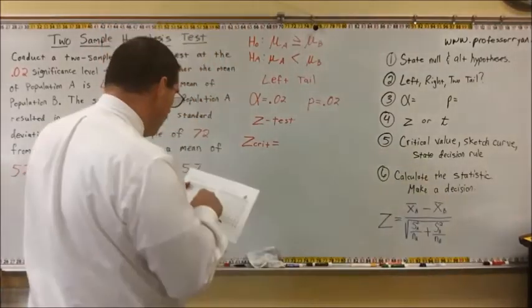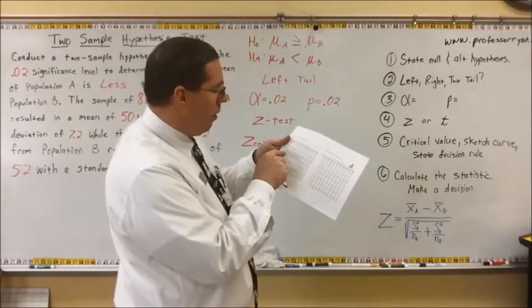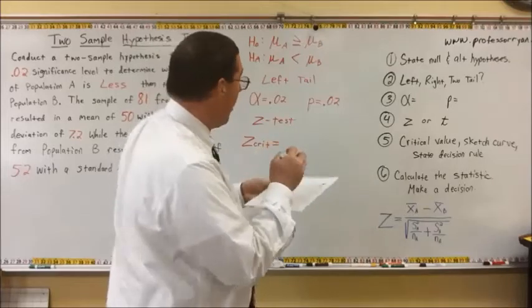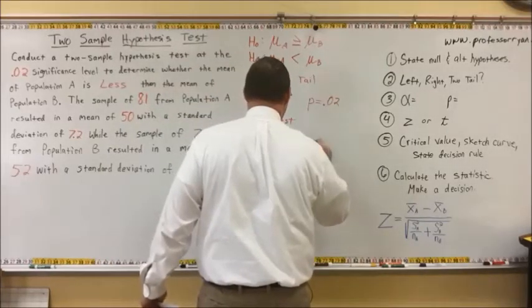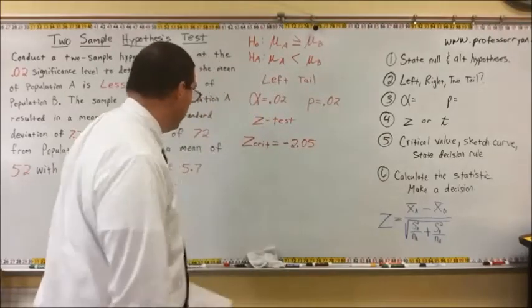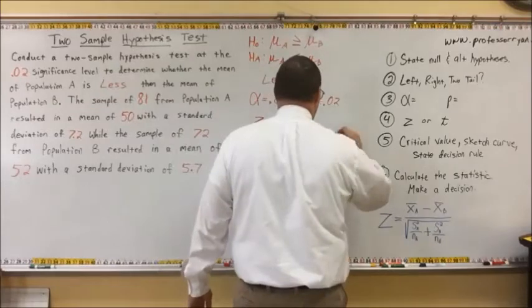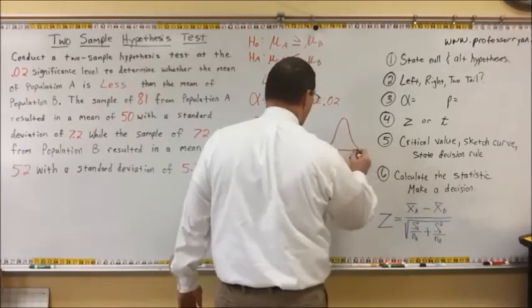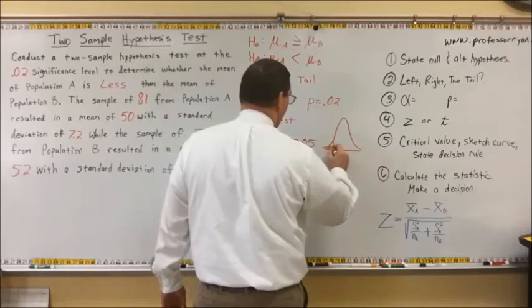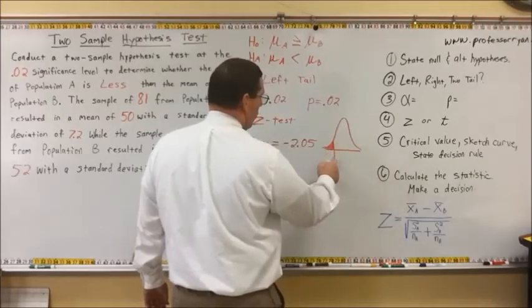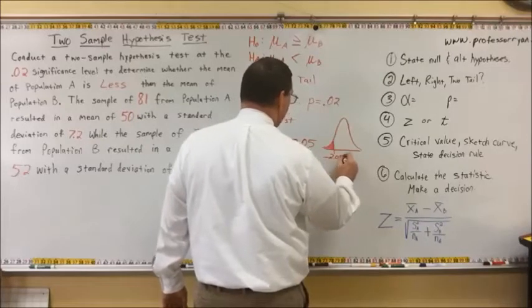0.0202 is closer. So the z-score associated with that is negative 2.05. So z-crit is negative 2.05. That is our critical z-value. And now we can draw or sketch a distribution curve. It's a left tail test, so we're going to shade in the left tail, right? And our critical value for cutoff is negative 2.05.